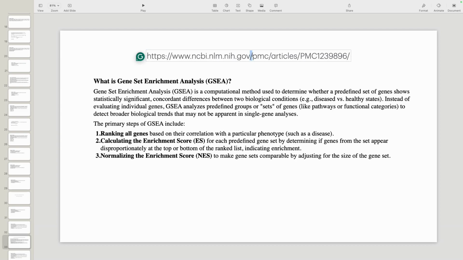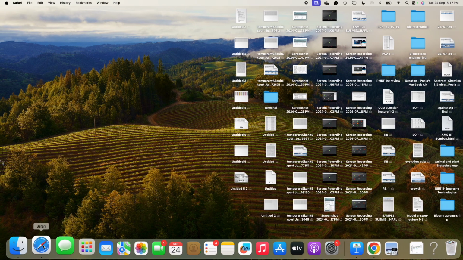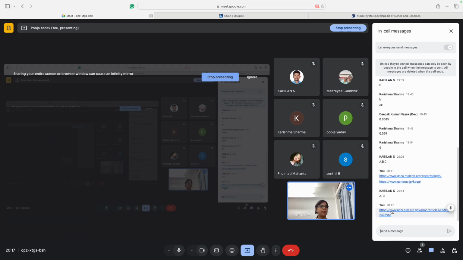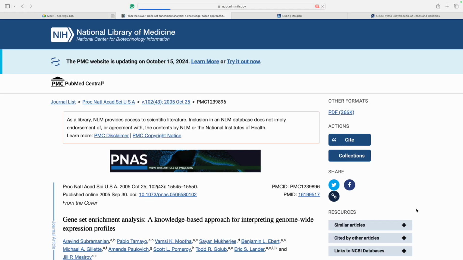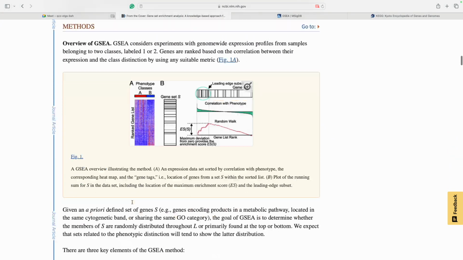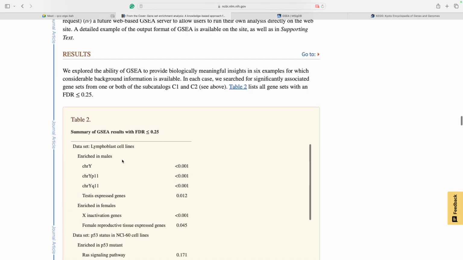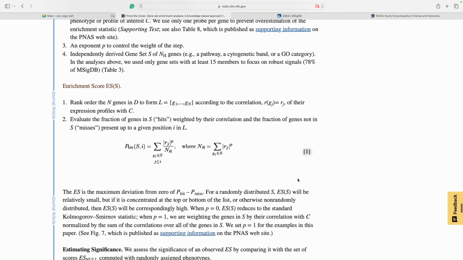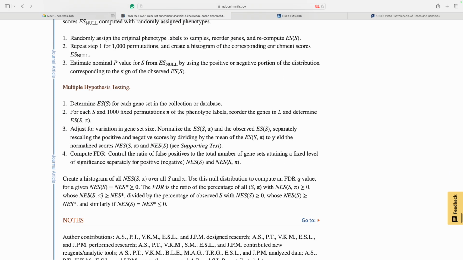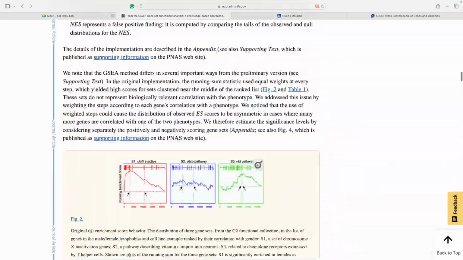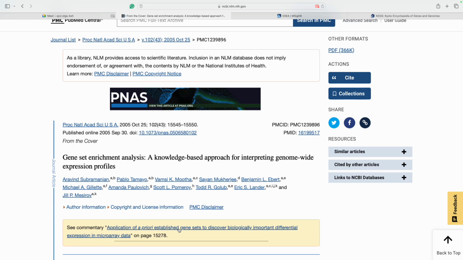So, I'll share a very good paper on how you can calculate these ES scores. There are different ways, so you can go through this paper after the class. The paper is Gene Set Enrichment Analysis: A Knowledge-Based Approach for Interpreting Genome-Wide Expression Profiles. They have given different ways in which you can do the statistical analysis and how you calculate these enrichment scores, and based on this you can do multiple hypothesis testing. It's a short paper, so you can go through it after the class to have a better idea about this.